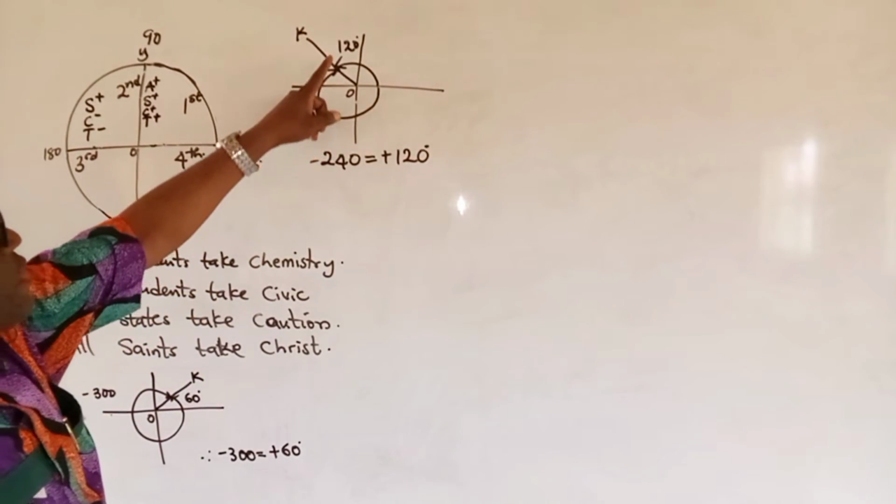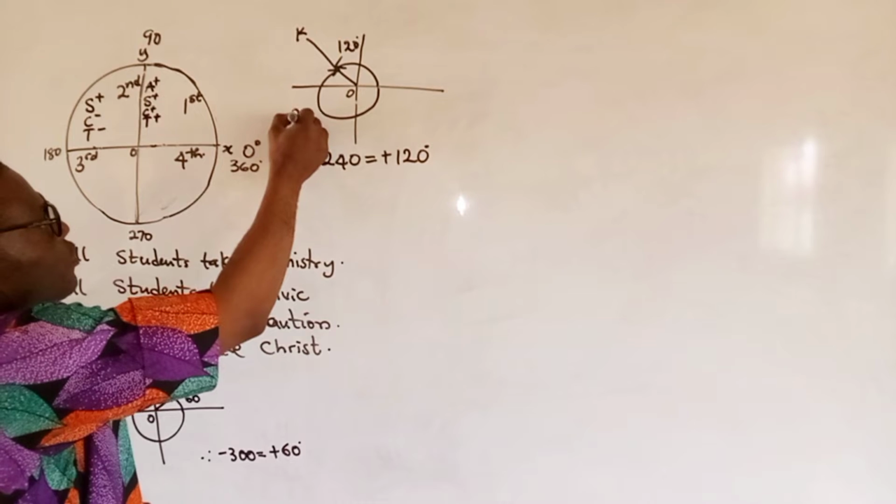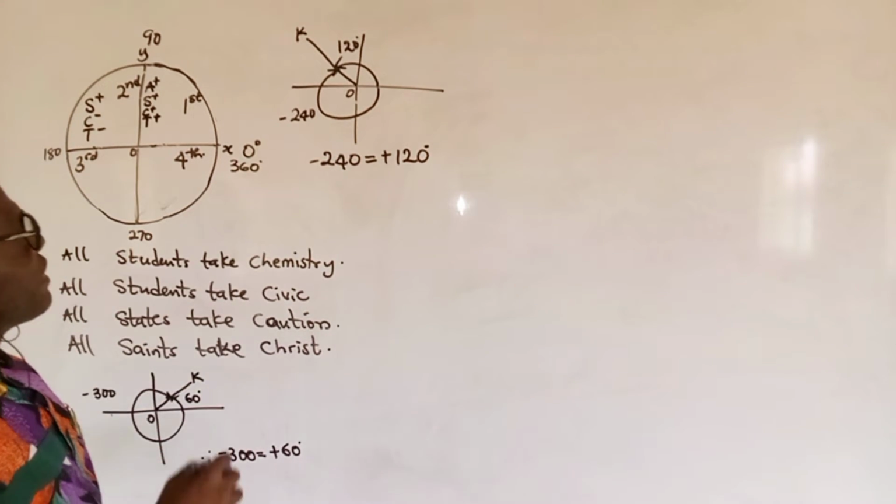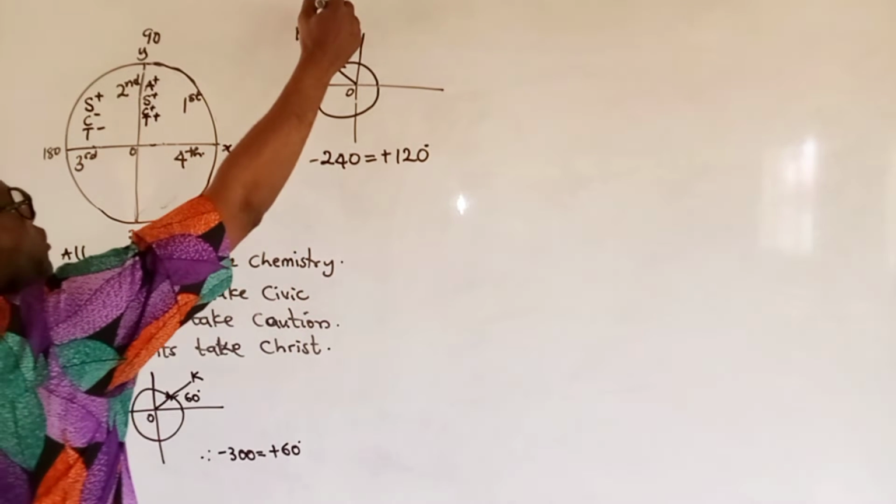It means that the total of it here is 120 plus 240, so the total of it must be 360. Now, this is the second quadrant.